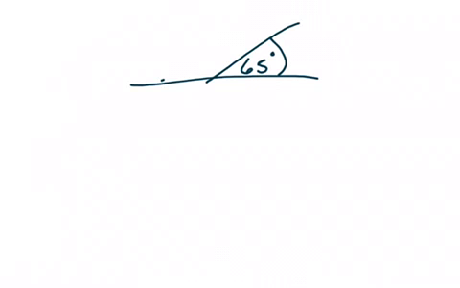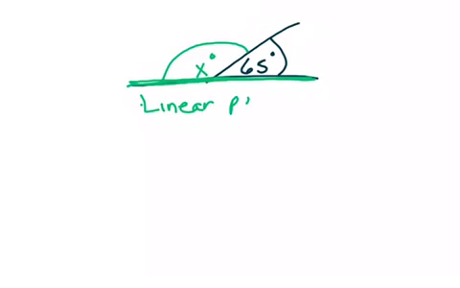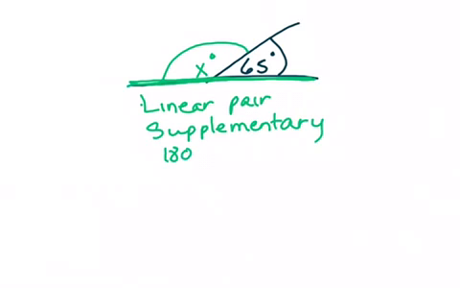All right, so if you are given a problem like this and it says to you, how big is x? Well, you know that this is a straight line. Therefore, you know that these two angles are called a linear pair. You know it's supplementary. And you know it's 180 degrees.